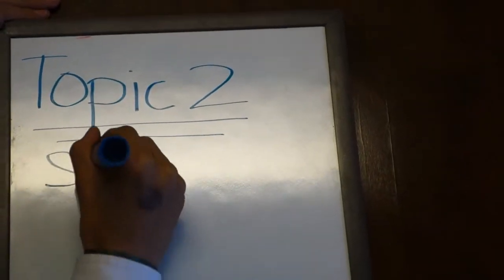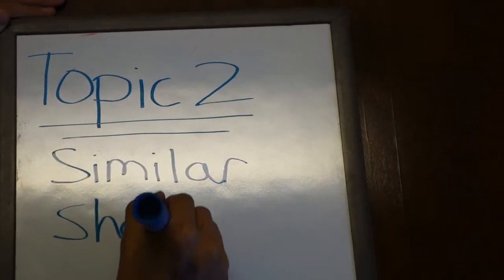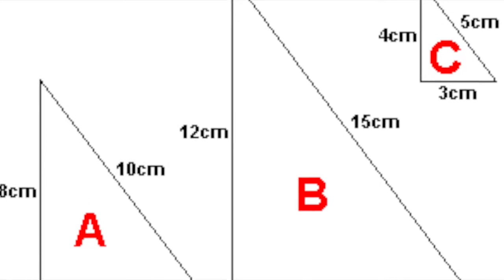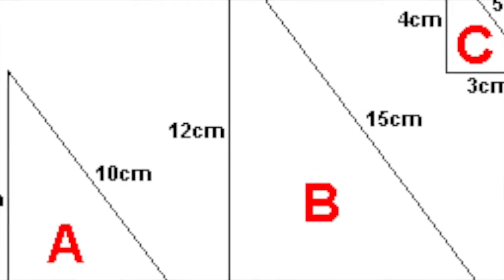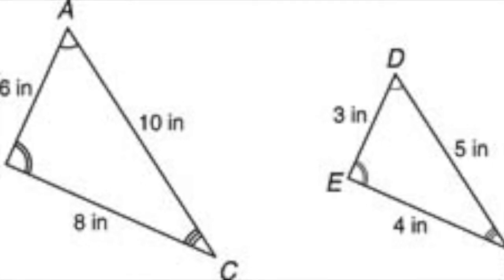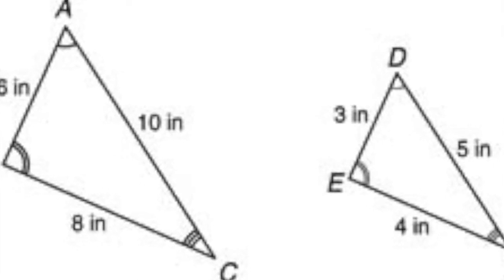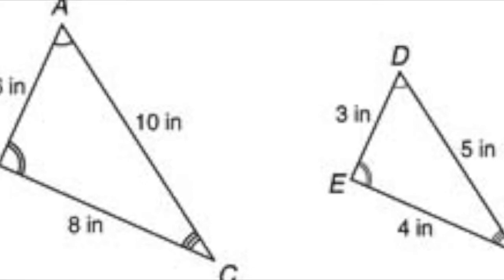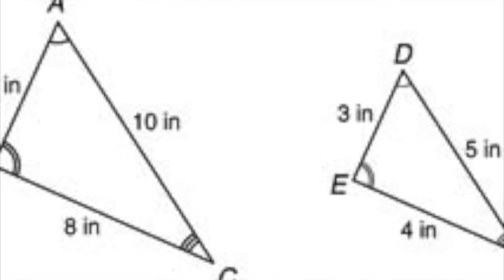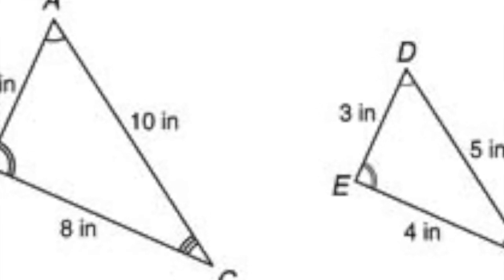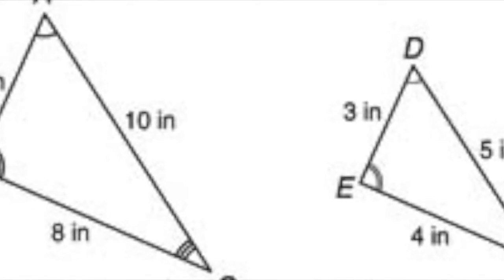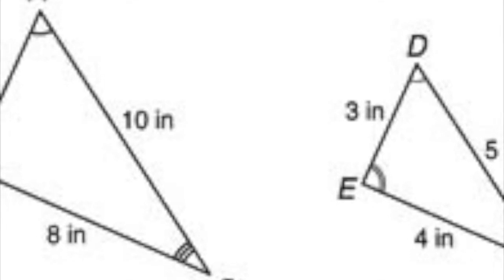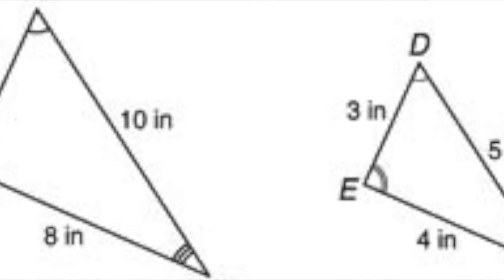The second topic will be similar shapes. In geometry, two shapes are similar when the only difference is size. Both of these triangles are exactly the same shape. The only difference is the size. As we can see, the left-hand side triangle, the measurements are the double of the ones in the right-hand side. This means it has a ratio of 1 to 2. This is a perfect example of similar shapes.